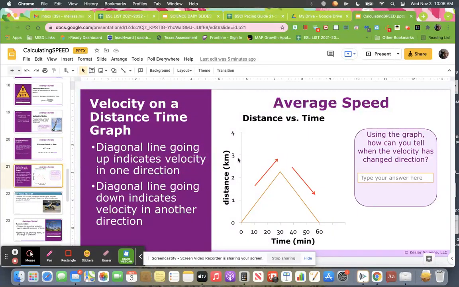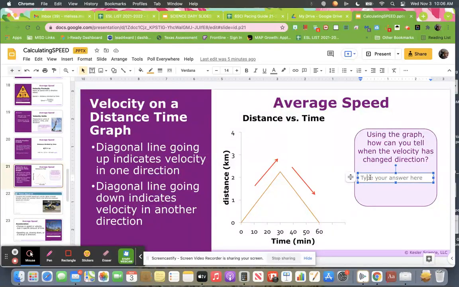Nice. Next one, average speed. Using the graph, how can you tell when the velocity has changed direction? Well, you can see this arrow's going up, then it goes down. On a graph, it's going up, then all of a sudden it goes down. That's changing direction. So a diagonal line going up indicates velocity in one direction. A diagonal line going down, this arrow right here, is velocity in another direction.